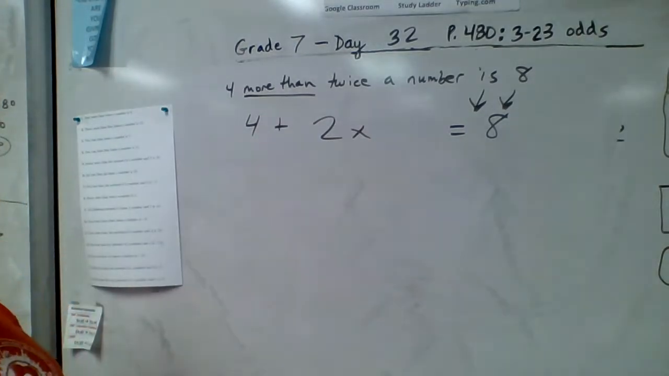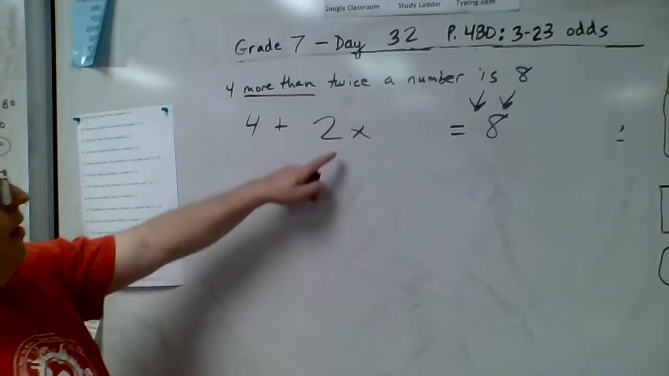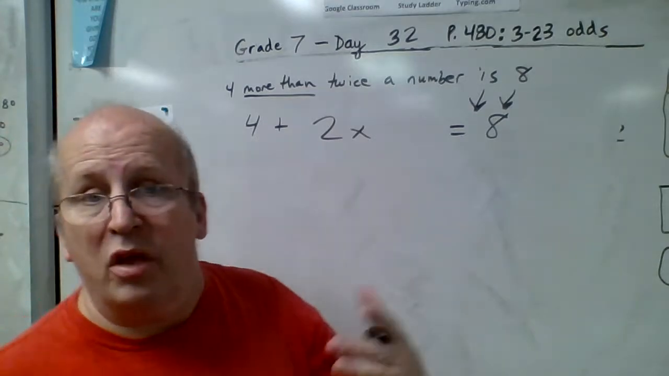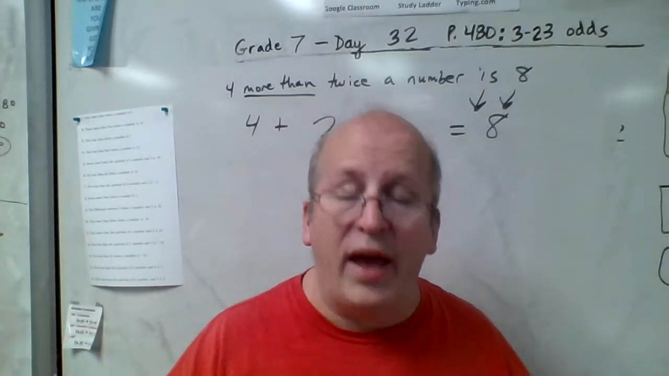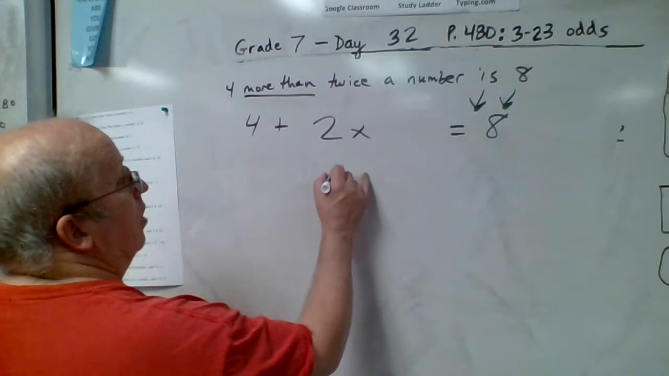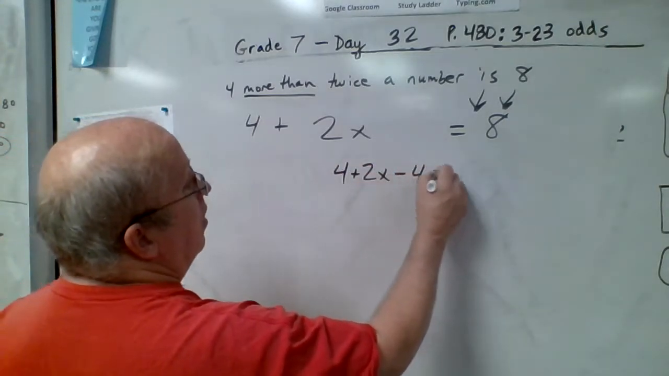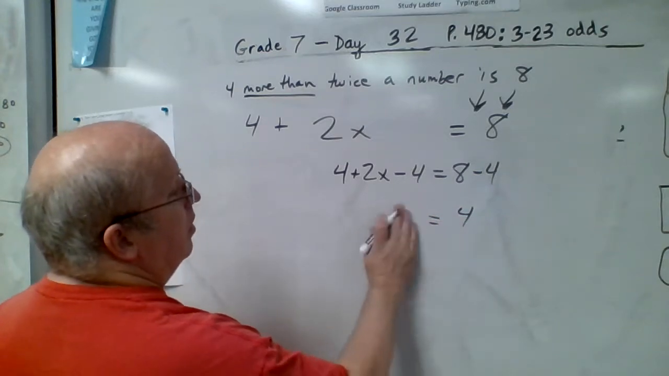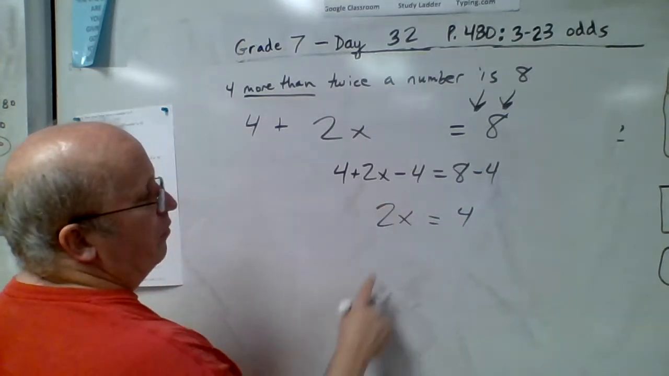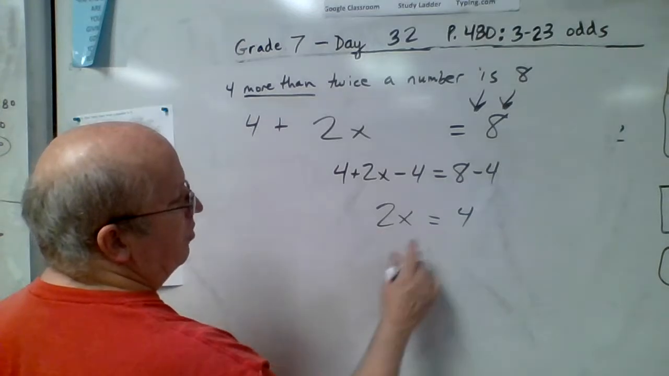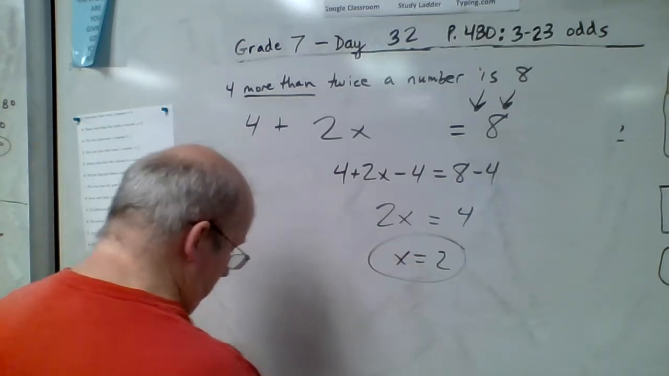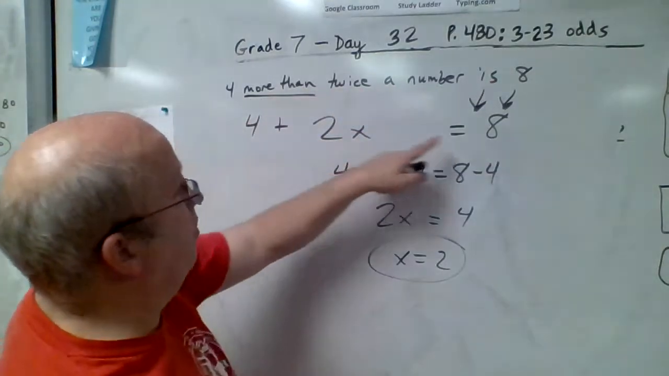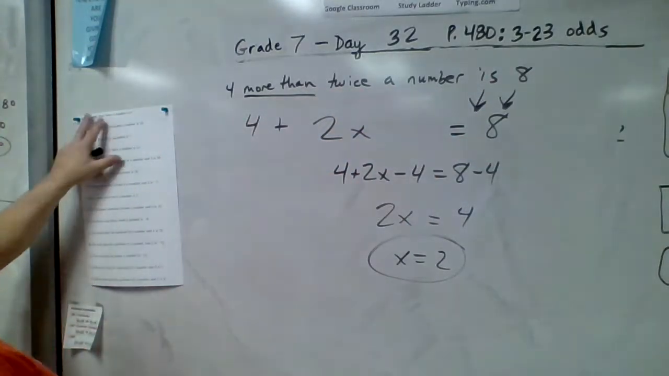Now let's solve. What do we get rid of first? I think we got to get rid of the 4 first because it's attached by addition. We always get rid of the addition or subtraction before getting rid of multiplication. So I'm going to rewrite this as minusing 4 from both sides of the equation, right? So I get 2x equaling 4, and you could probably do that in your head, right? Divide both sides by 2, and x is equal to 2. 4 more than twice a number is 8 becomes this, and our x value is 2.